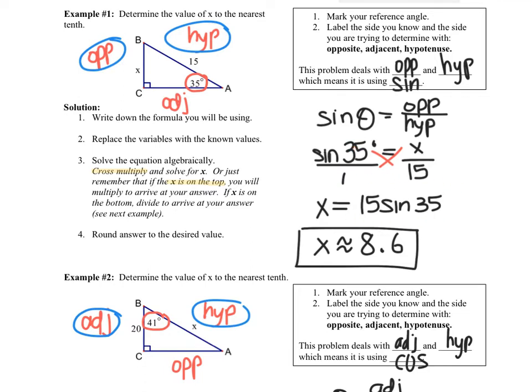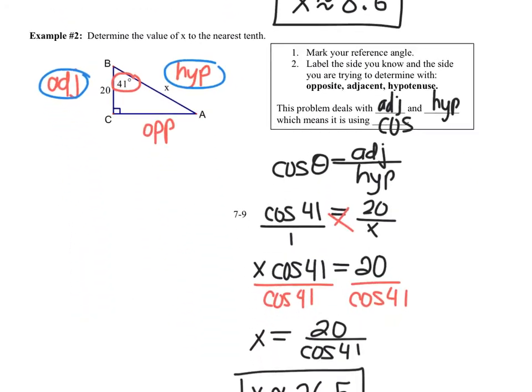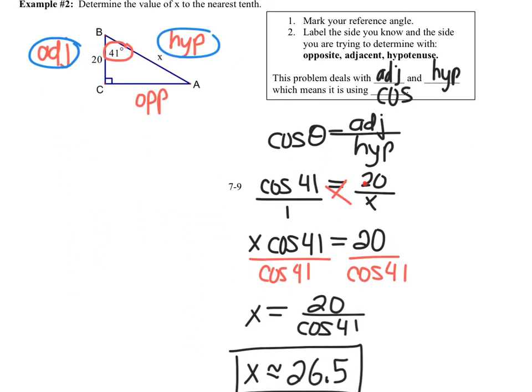However, if x is on the bottom, you're going to divide to arrive at your answer. So if we look over here, x was on the bottom, and what I ended up doing, I didn't multiply the 20 by the cos 41. I kind of switched the places of x and cos 41 so that it turned into division. So that's just a little shortcut you can use if you want to. If x is on top, multiply. If x is on the bottom, divide. Otherwise, cross multiplication is obviously perfectly fine, and that's what I do anyway.